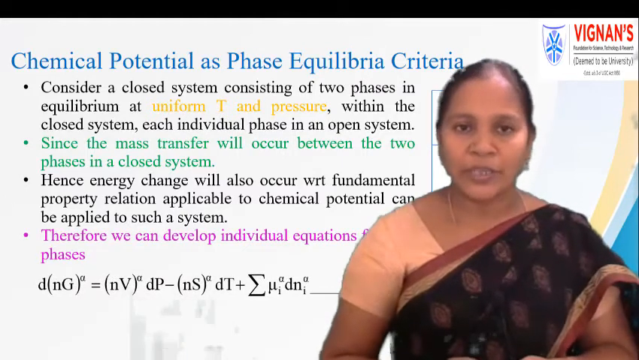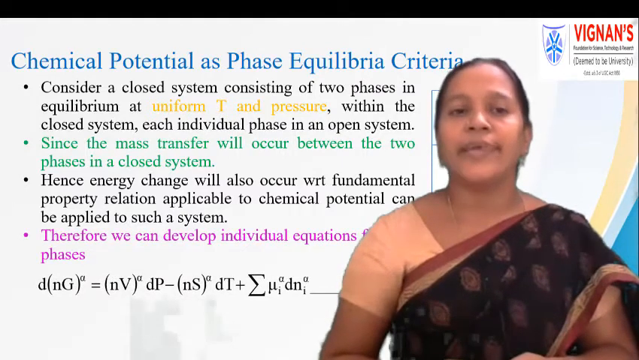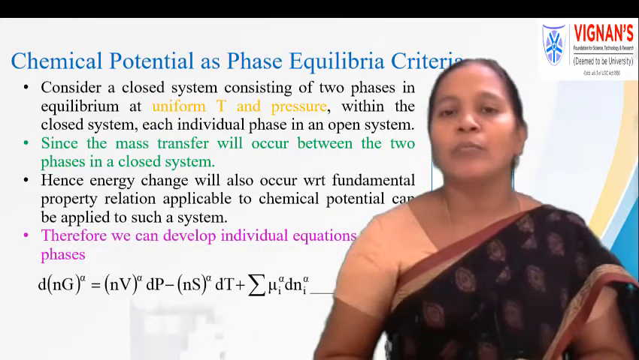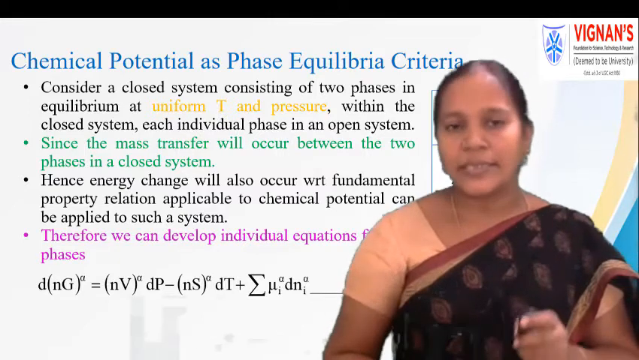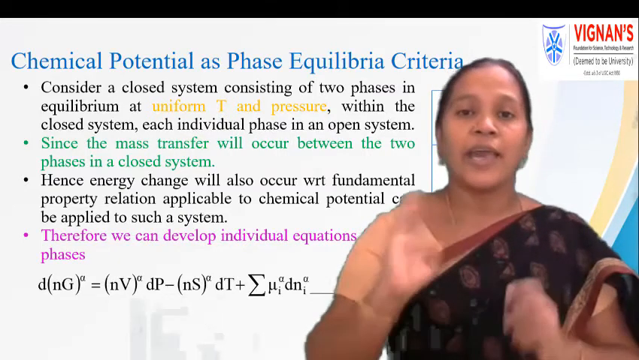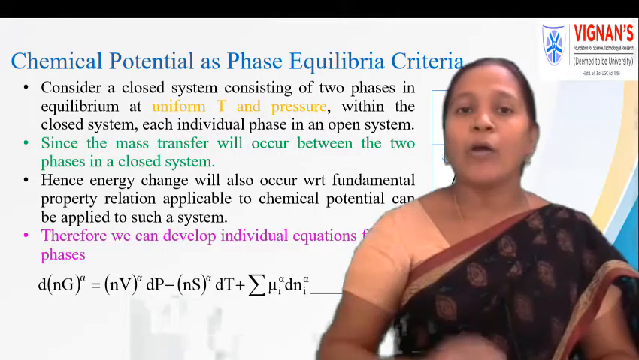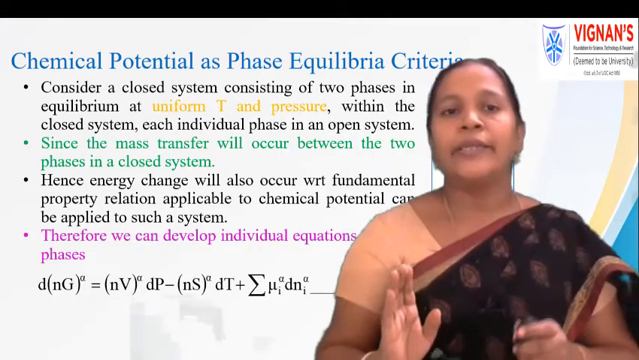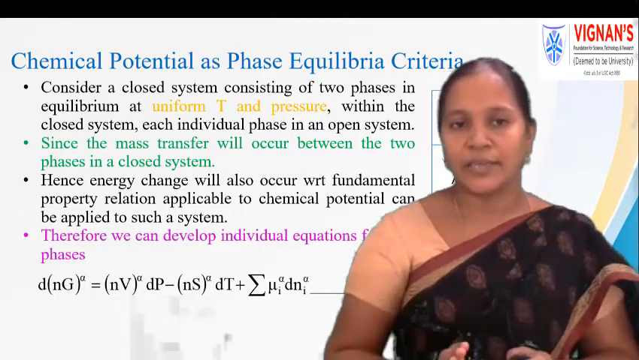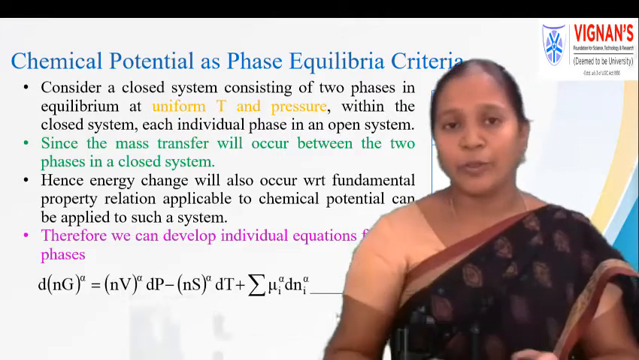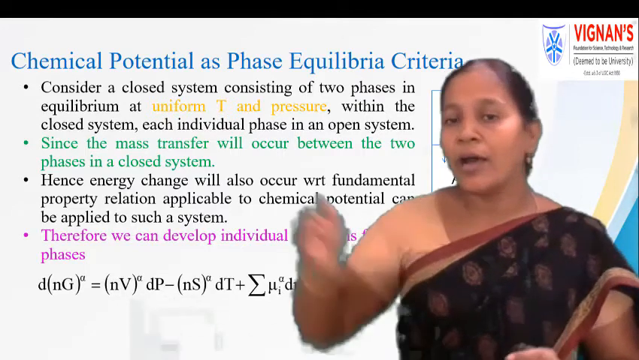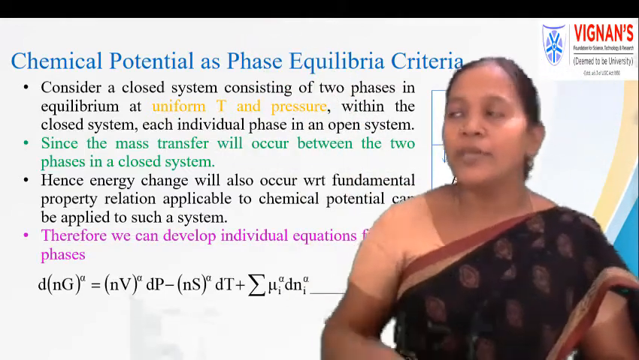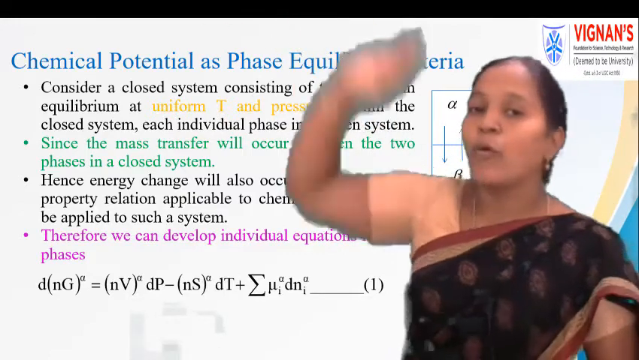What is the fundamental property relation? d of nG equals nV dP minus nS dT plus sigma mu i into dni. This is the fundamental property relation for an open system. Now apply the fundamental property relation for alpha phase. d of nG power alpha equals nV power alpha into dP minus nS alpha dT plus sigma mu i alpha into dni alpha, which is indicated as equation 1.